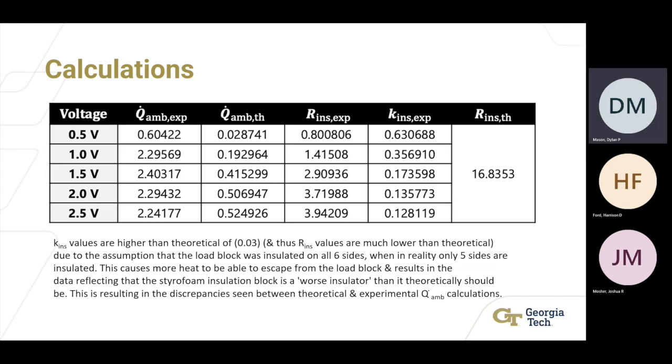And this is due to the assumption that the load block was insulated on all 6 sides, when in reality only 5 sides are insulated. This causes more heat to escape from the load block and results in the data reflecting that the styrofoam insulation block is a quote-unquote worse insulator than it theoretically should be. This is resulting in the discrepancies seen between theoretical and experimental Q dot ambient calculations.